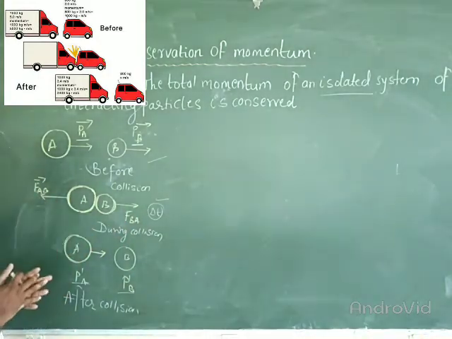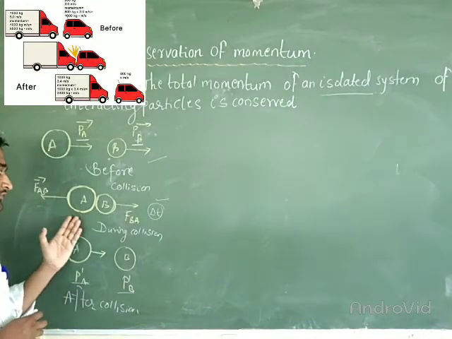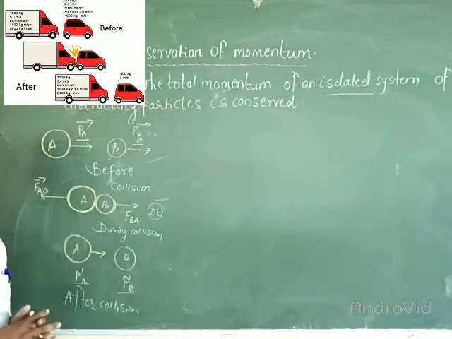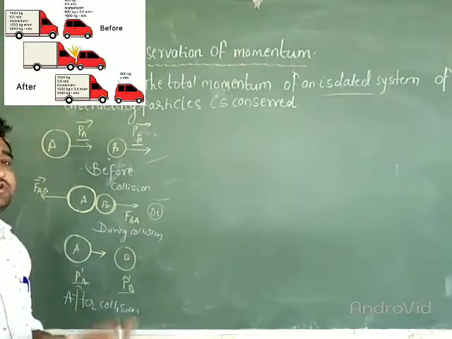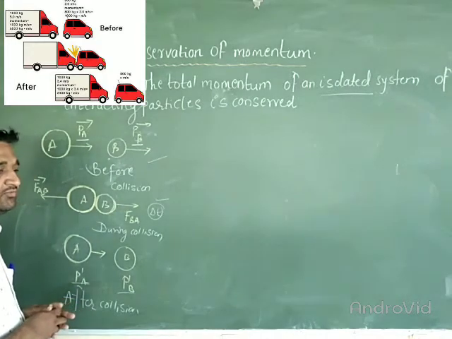After they collide, see what happens: according to Newton's third law of motion, body B exerts a force on A and A exerts a force on B. Hence there is a change in momentum. Momentum changes when the bodies collide. There is a change in momentum.